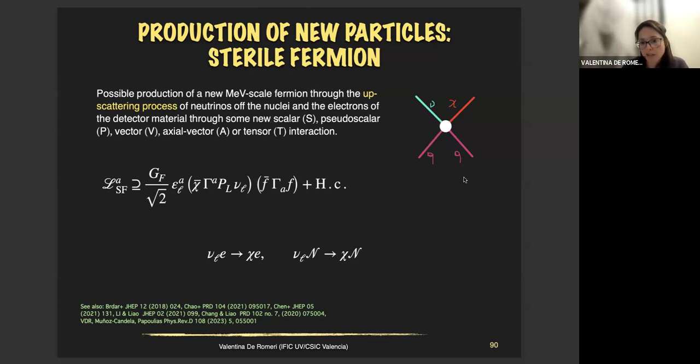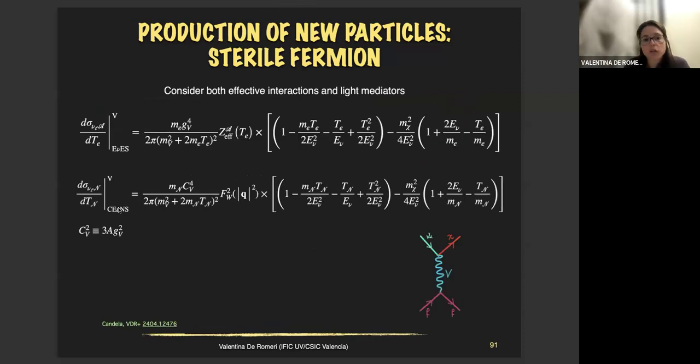So basically, we are considering an effective interaction like this one. We have a possible upscattering into some sterile fermion. The effective Lagrangian is shown here. We also consider some generalized interactions, but let me now focus only on the vector one. And we also consider the case where we promote the mediator to a light one, so we have this process mediated by a light vector particle. We computed the cross-sections for both the neutrino-nucleus and the neutrino-electron process.